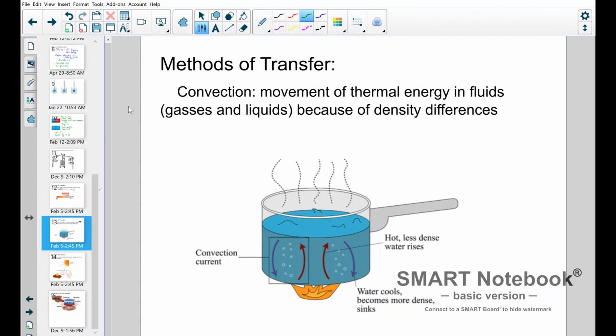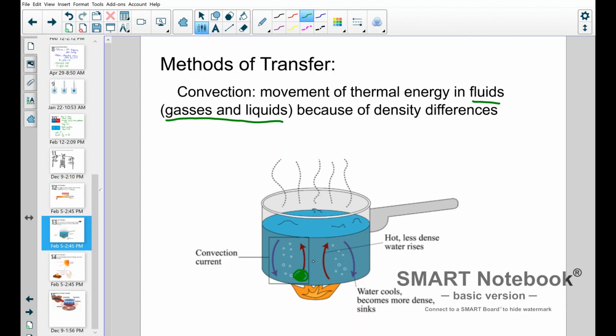Convection happens in fluids, and a fluid is defined as a liquid or a gas, basically anything that's not a solid. That happens because of these density differences. So if I have a source of heat at the bottom here, it's going to take some water. It's going to make it expand. Things expand when they heat up, and when that expansion happens, it makes that bit of water less dense.